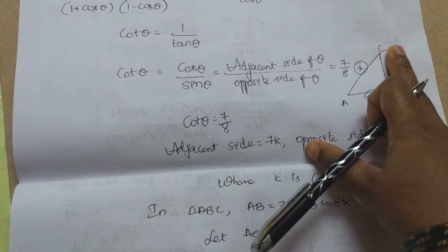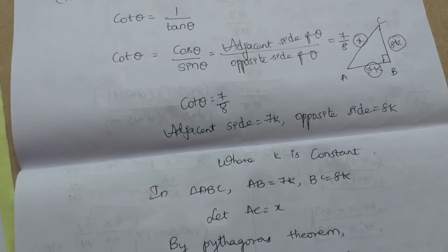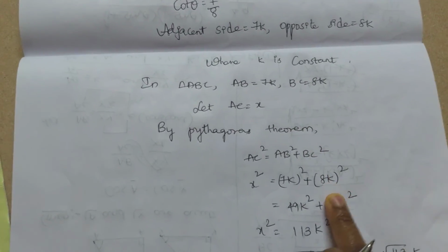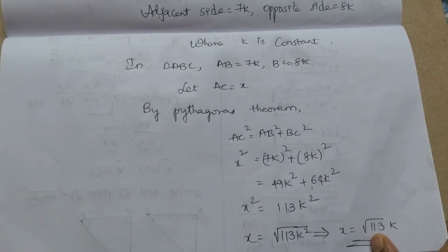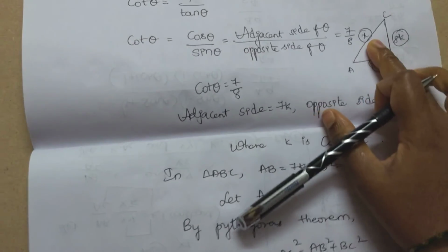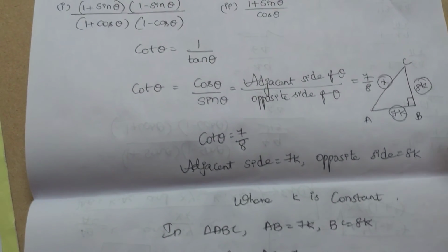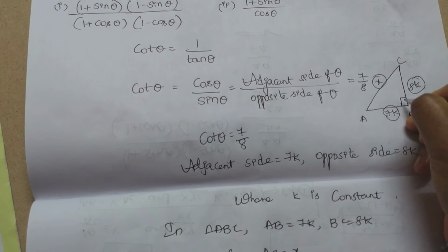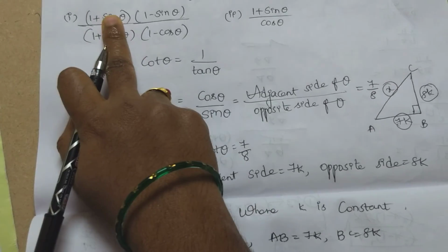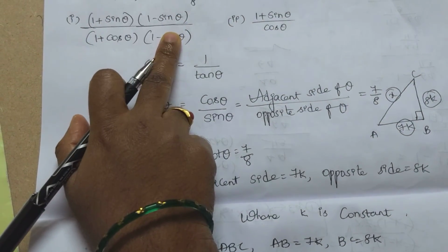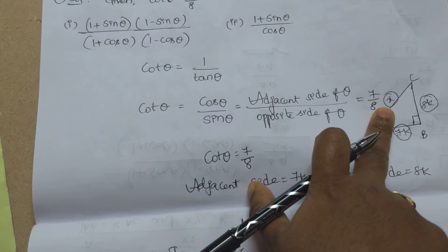So how can we find here hypotenuse? It's nothing but hypotenuse square equals to side square plus side square. So by doing that, by using Pythagoras theorem, we got x value as square root of 113k. Why did we find here x? Because hypotenuse is required for sin theta value and cos theta value also. Okay, because sin theta is what? Opposite side by hypotenuse, cos theta is adjacent side by hypotenuse. So here we want to find both sin theta and cos theta values for sub question 1 and sub question 2. So for that I have found out hypotenuse here.